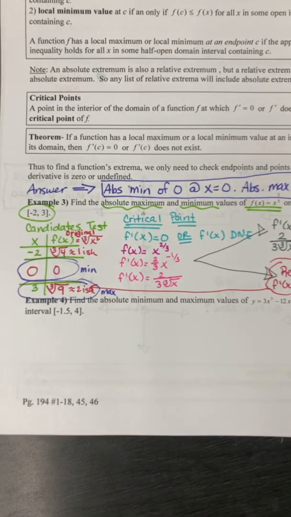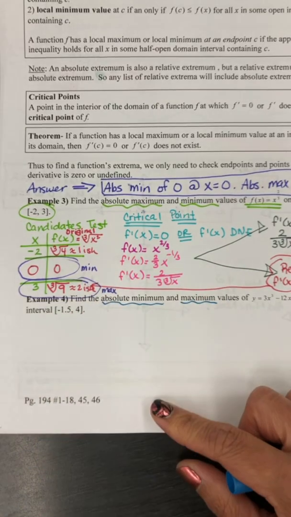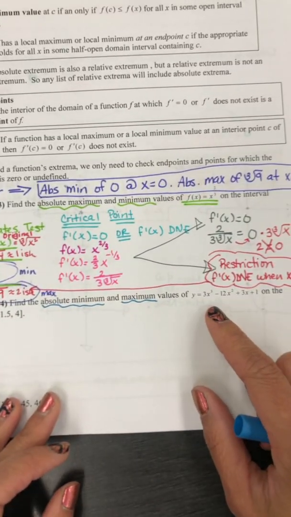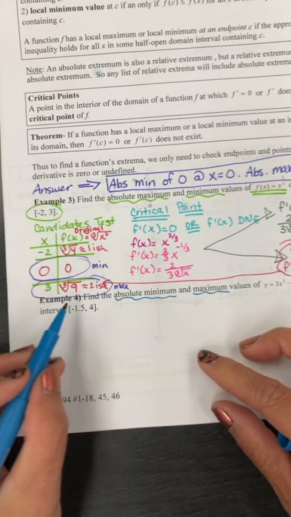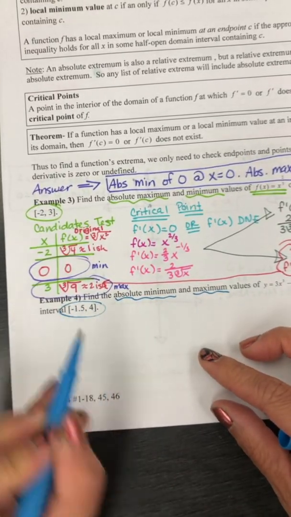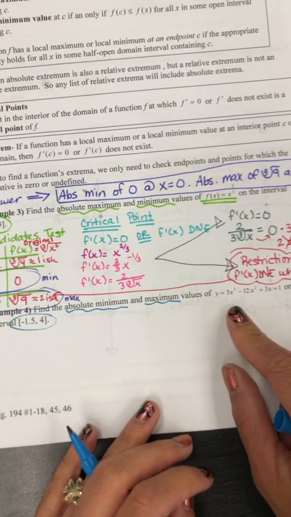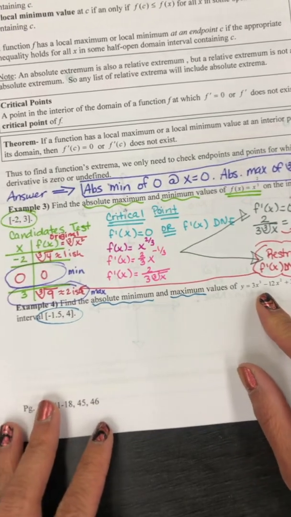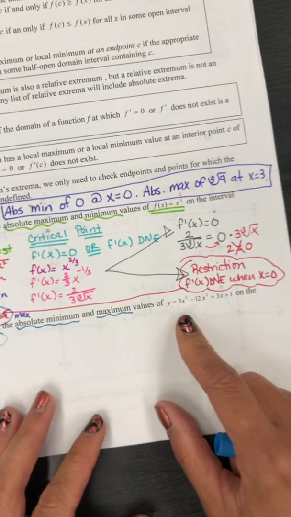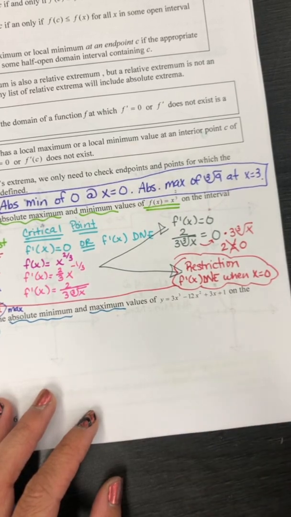Okay, it says find the absolute minimum and maximum values of y equals 3x cubed minus 12x squared plus 3x plus 1 on the interval -1.5 to 4. So we have a closed interval again, okay, and that's good. And this time we have a polynomial, and we know polynomials are continuous, okay? So this one, when we end up doing the derivative by hand, we're not going to be able to set it equal to 0 and solve. It's messy. It's not going to be pretty.